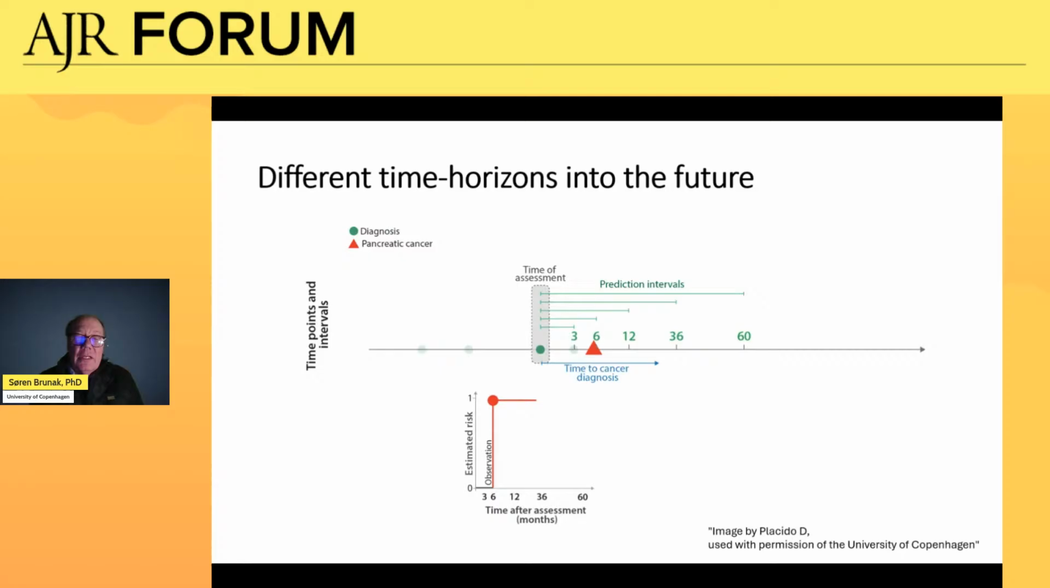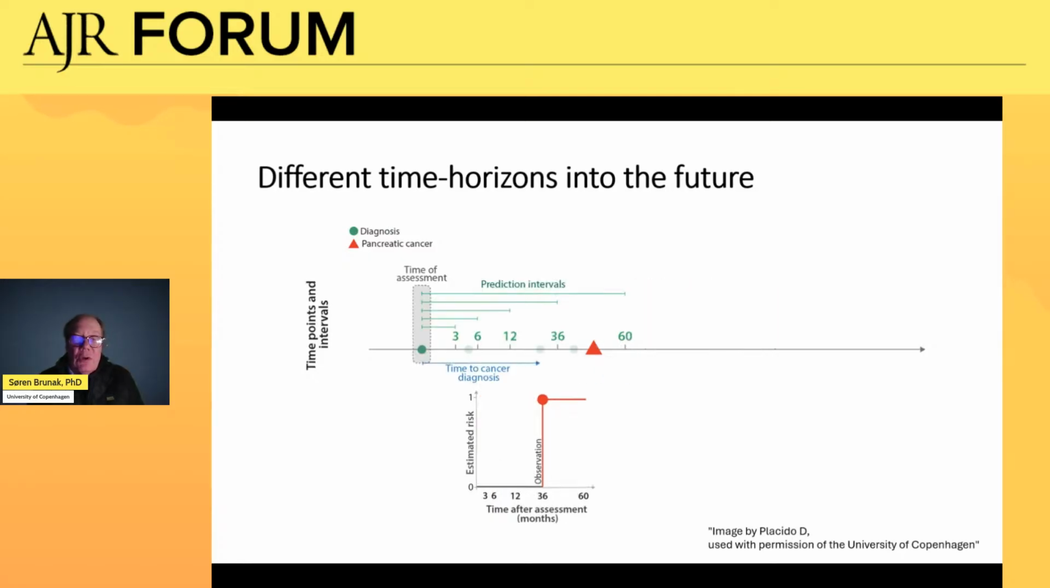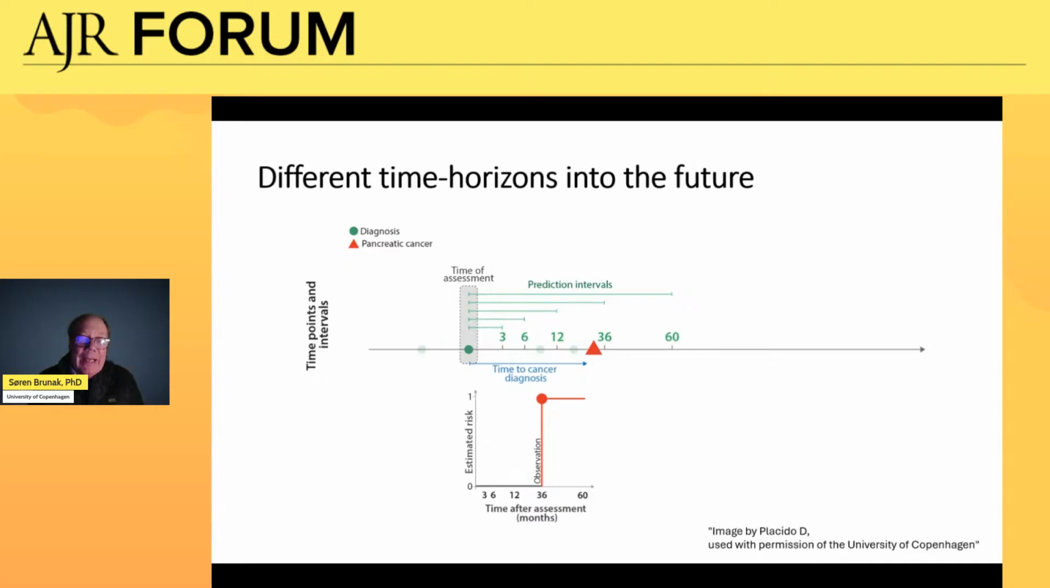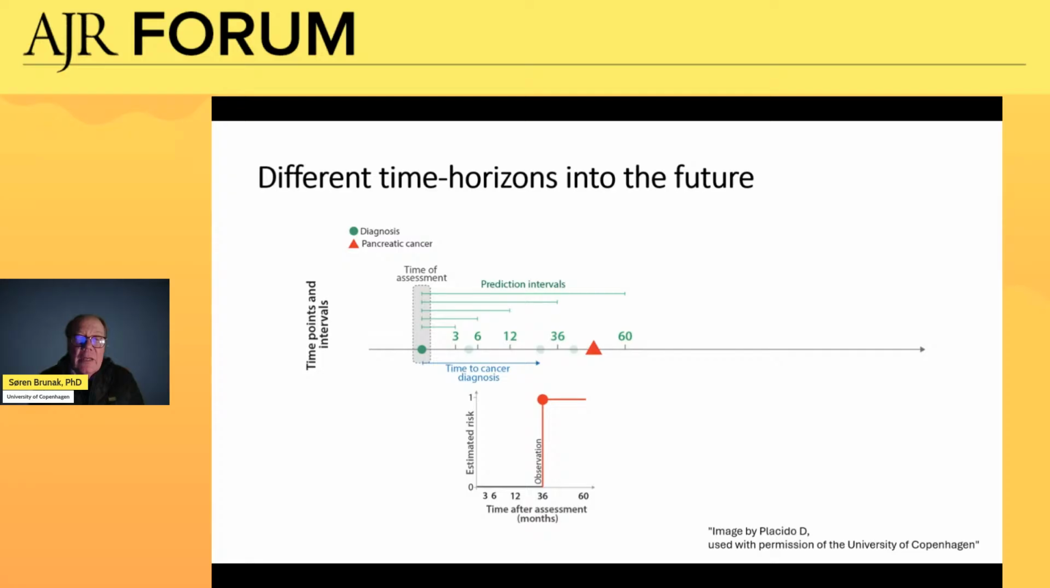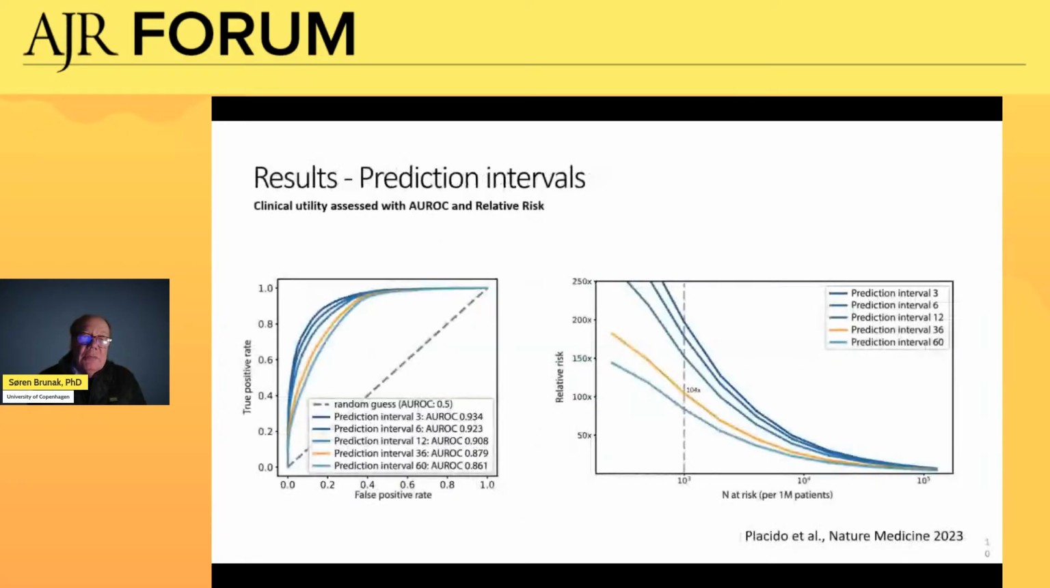When you predict new diseases into the future, you can of course do it at different time horizons: 3 months, 6 months, or 36 months and 60 months. When you measure the performance, it's not surprising, for example, when you predict pancreatic cancer, that it's harder to predict 60 months than 36 months into the future, and very easy with 3 months. But you can determine how many false positives you will find from your screening in this way.